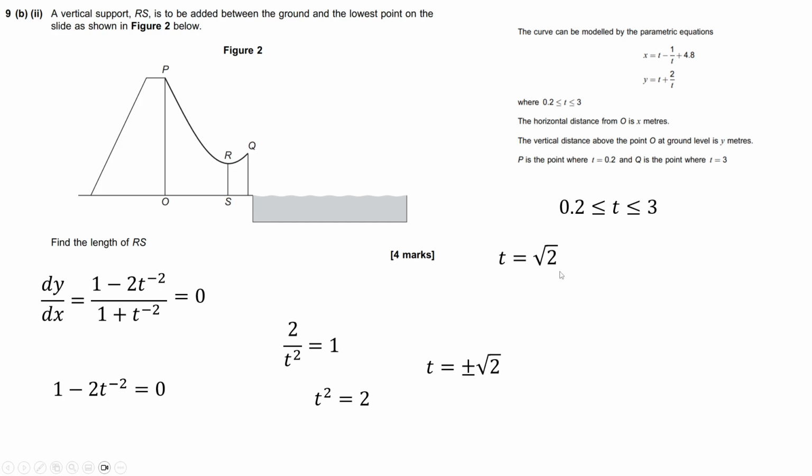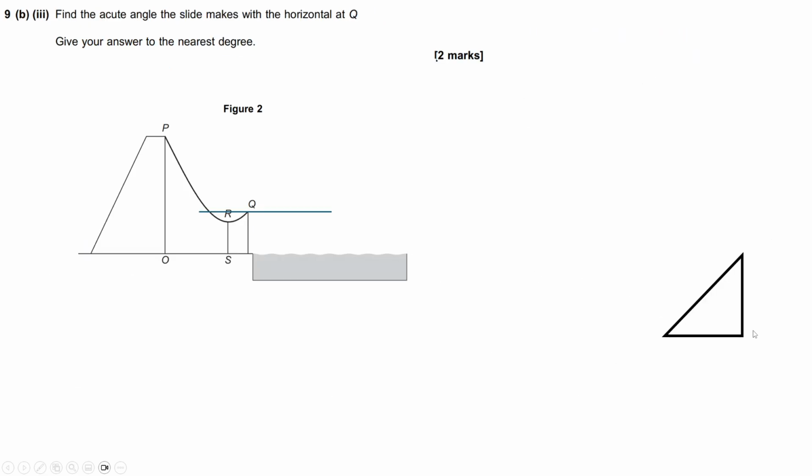And then we actually need to find the length RS. It's just the height. So we know that S is just going to be from 0, so we're just looking for the y coordinate of R. Now the y coordinate is given by this, so if we just plug in root 2, we get root 2 plus 2 over root 2, which is approximately 2.83 meters. And so 2.83 take away 0 is just 2.83, so that is the answer.